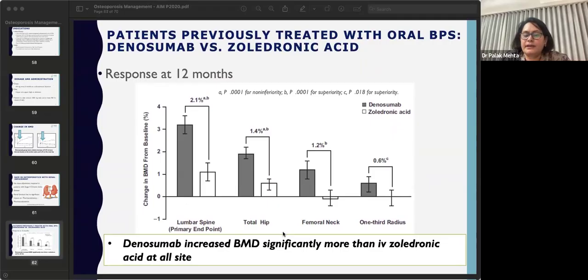Patients previously treated with denosumab versus zoledronic acid: denosumab has significantly shown increased BMD than IV zoledronic acid at all sites. So it is safer and easily tolerable. Acute phase reaction is also very less, and it can be given in the OPD setup. Patient comes to the OPD, you can immediately give the subcutaneous injection and the patient can go back home. Next slide.